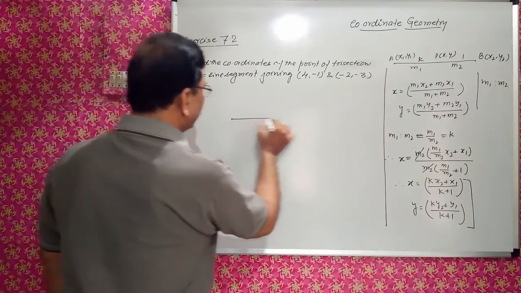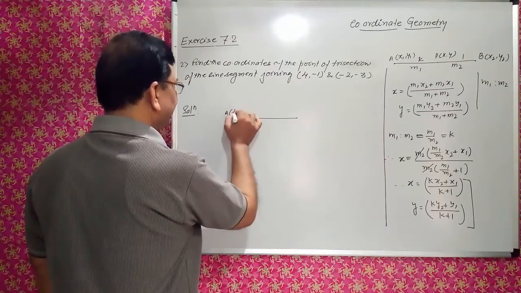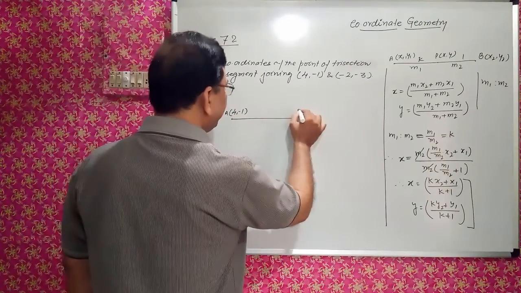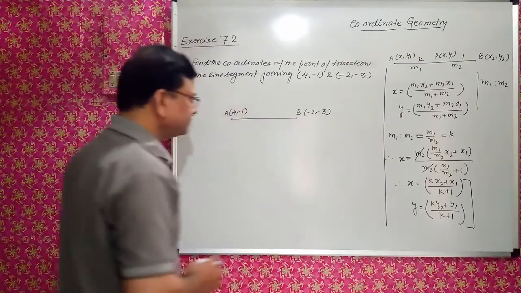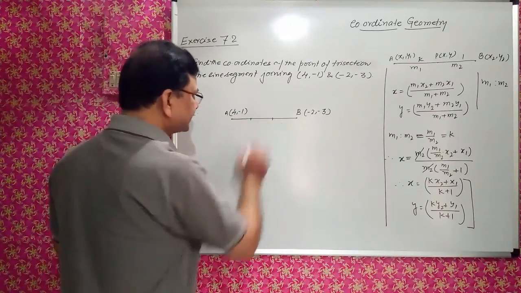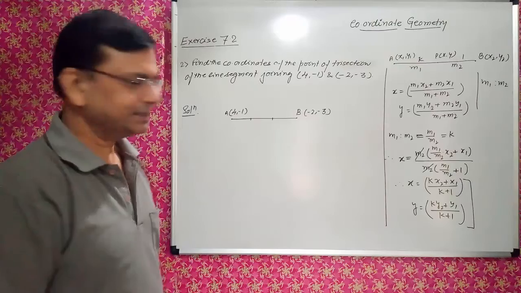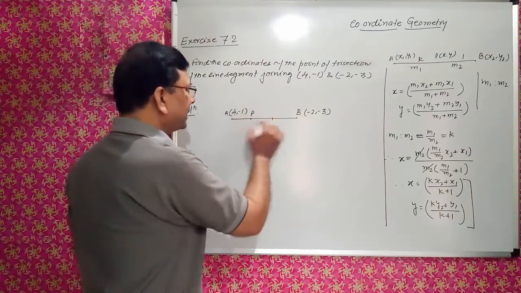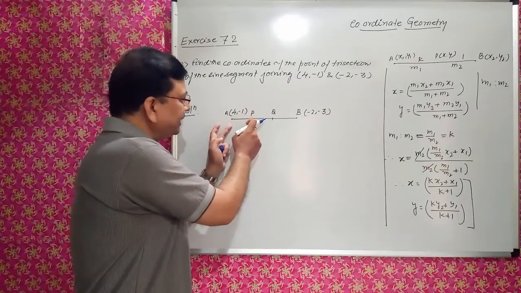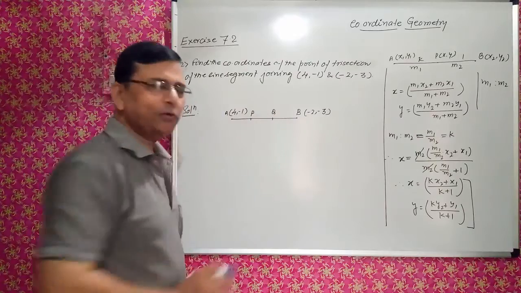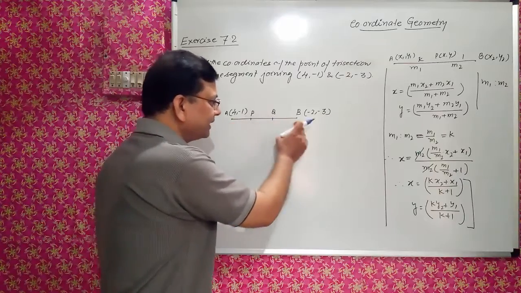So again, this is the line segment, this is A, that is (4, minus 1) I will write, and this is B, that is (minus 2, minus 3). If it is divided in 3 equal parts, it means there are 2 points which can divide this in 3 equal parts. Suppose this is point P and this is point Q. 3 equal parts I have written: P, Q, 1, 2, 3. 3 equal parts are there. So this point is also dividing in 3 equal parts. This point is also dividing in 3 equal parts.